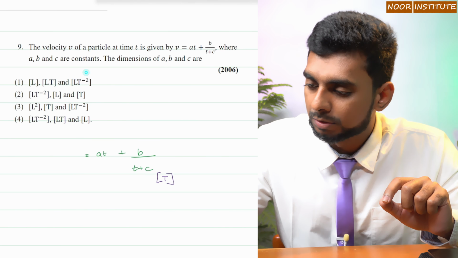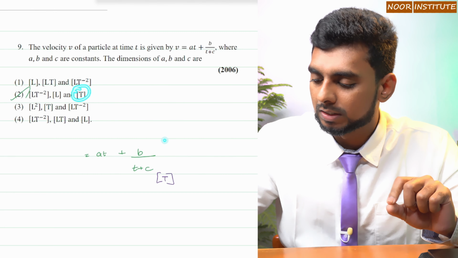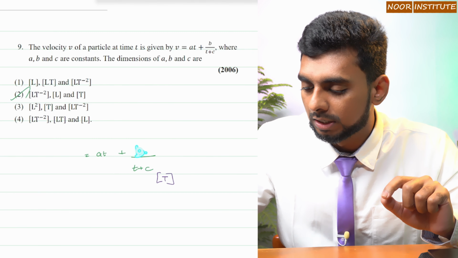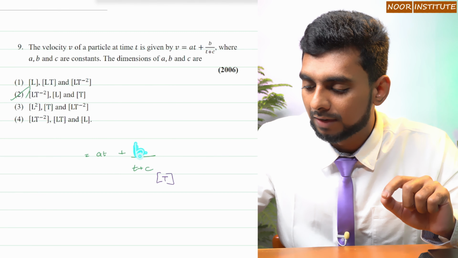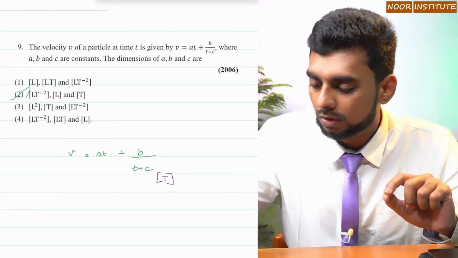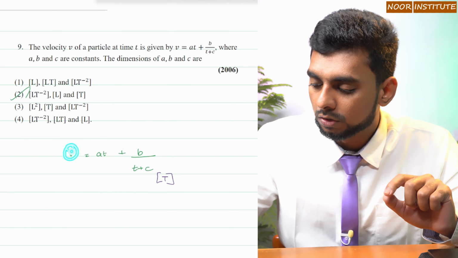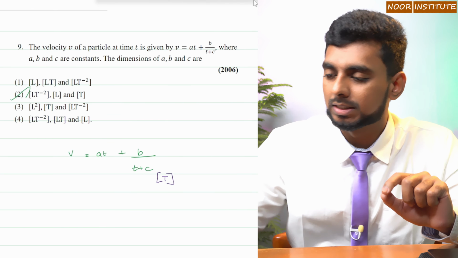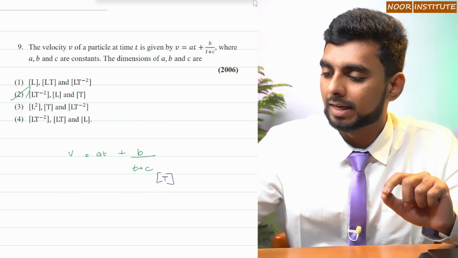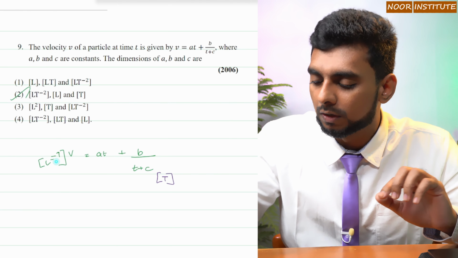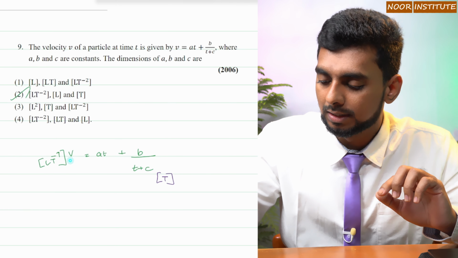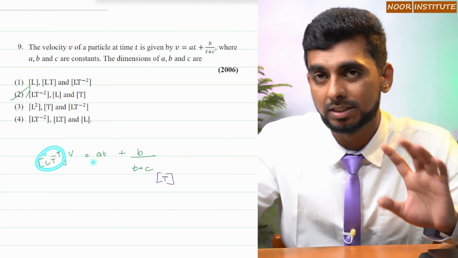Anyway, now I have found C in this situation. Let's find all the other things. So what should be B actually? If I need to find the value for B, I'll consider the left hand side in this situation. The left hand side is the velocity, so the unit for velocity is meter per second. So the dimension for velocity is LT power minus 1. We will do velocity, acceleration, all those things in the next chapter. Anyway, velocity is something that you need to know.